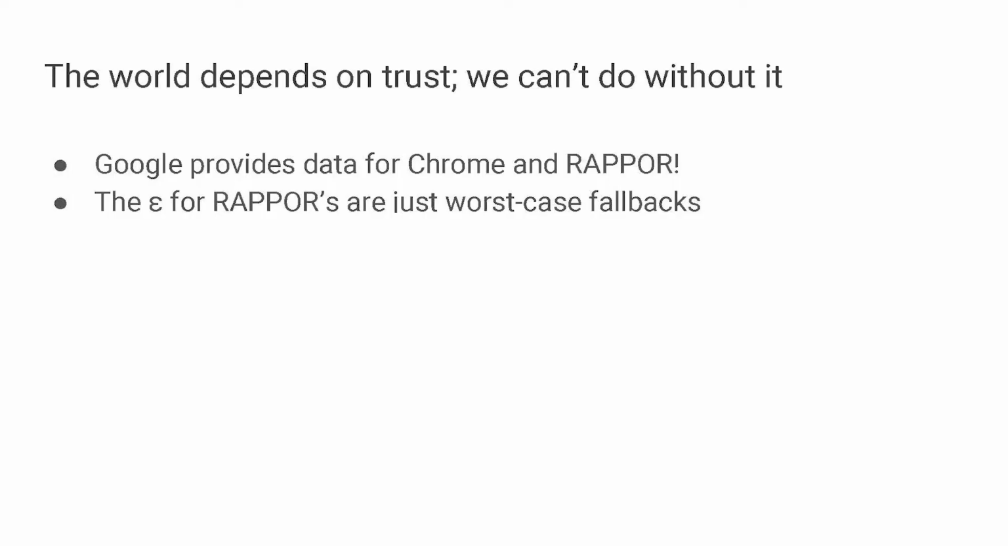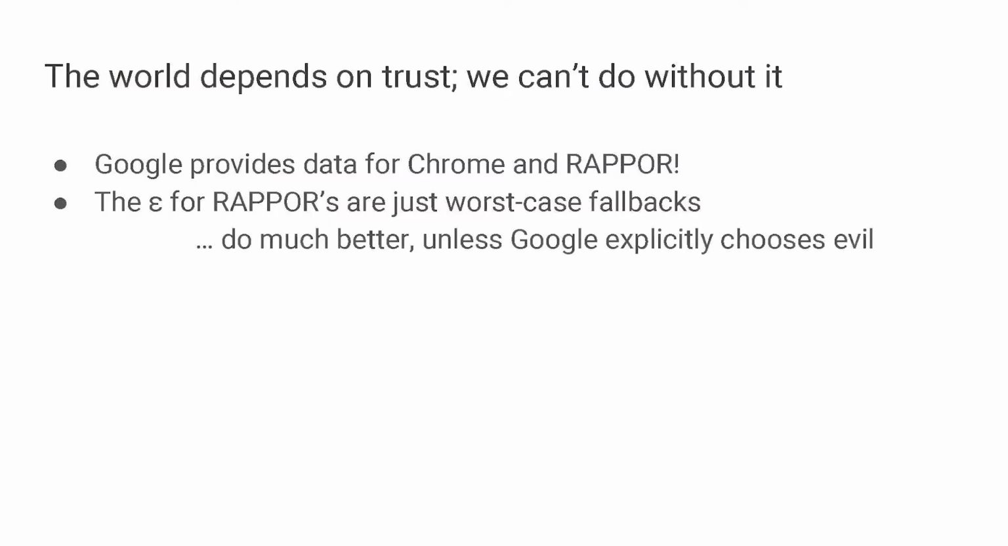And finally, the world depends on trust. In the entire story, Google is the one that's providing all the code for Chrome and all the code for RAPPOR. If you're using Chrome, you completely trust Google to do the right thing. So there is some trust, and we can leverage this trust. Techniques like differential privacy are worst-case fallbacks, a kind of defense in depth. So there's an extra wall to all the other protections that we use to give users good privacy protections.